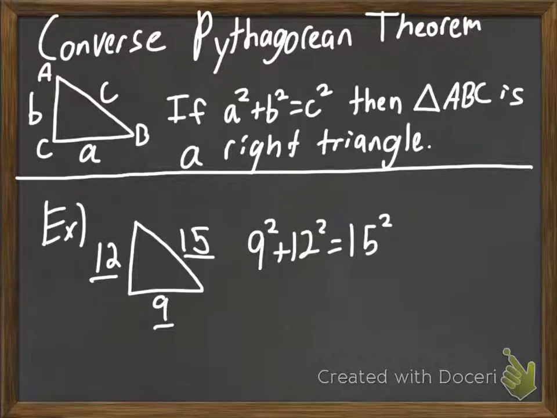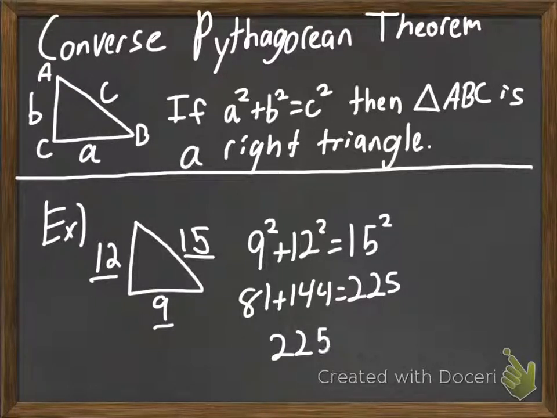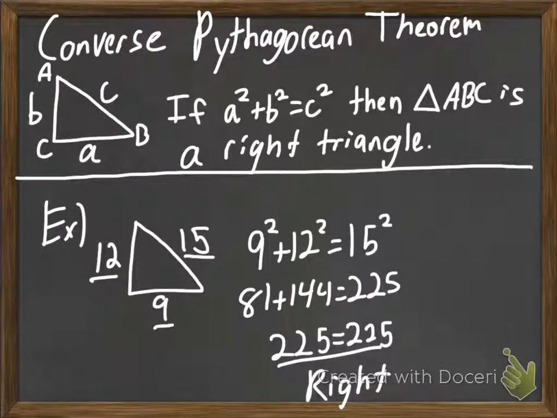And then all you do is simplify and see if you can get the same number equal to the same number. So 9 squared, 81, plus 144 equals 225. 81 plus 144 is 225. So 225 does equal 225. So if this happens, we can say it's right. If it doesn't happen, then we know it's not a right triangle.